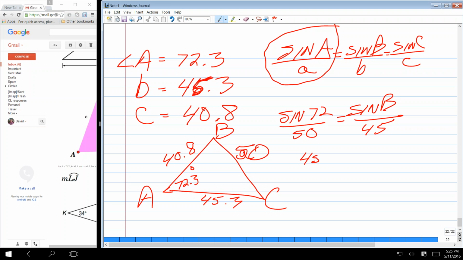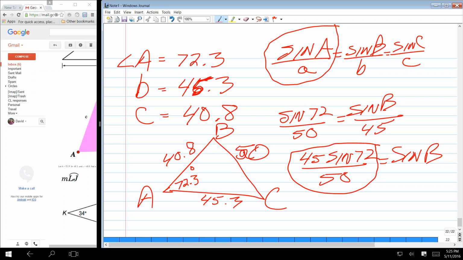So we get the sine of B equals 45 times the sine of 72 over 50. So we get a number for the sine of B, but that doesn't tell us B. How do we get B? Got to take the inverse sine of that number.